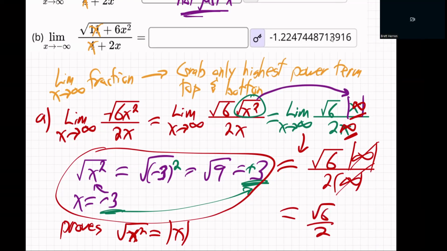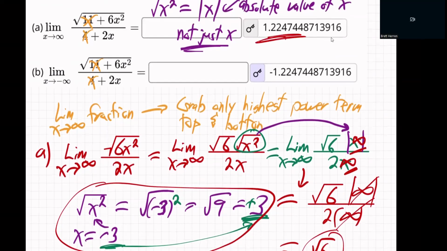If this was like x squared or x cubed, and this was just x to the first power, then you can't cancel because they'd be going at a different rate. But I am canceling those, and the answer is square root of 6 over 2, which, if you do the decimal, is this right here. Either way, you can type in square root of 6 over 2 or the decimal.